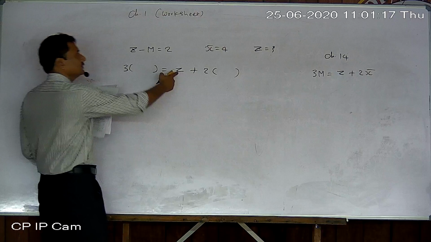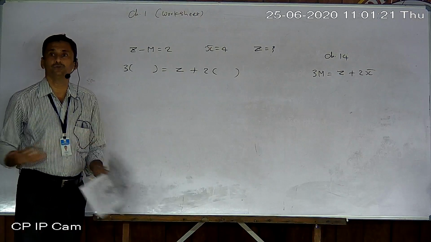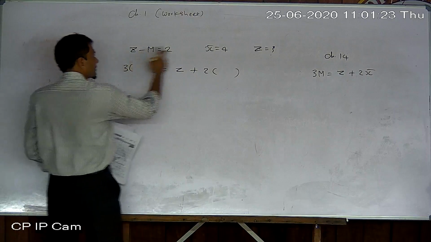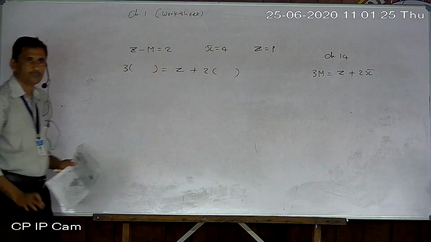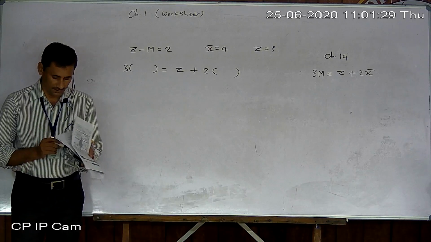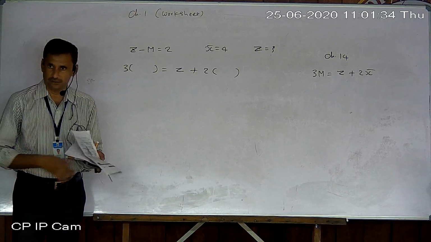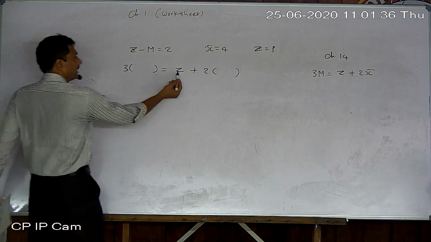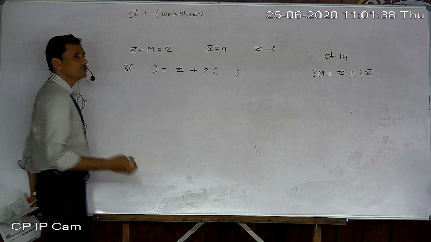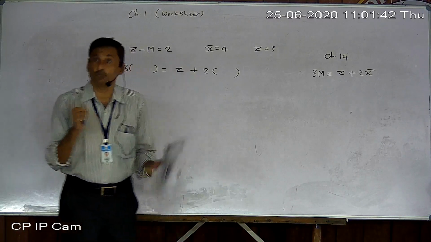Why? Because you require z. So the remaining variables should be removed whenever one equation and one value are given. Just remove the unnecessary variable, the extra variable which is not asked. Then only you can find the required one. Why? Because from one equation only one variable can be found, not more than one.